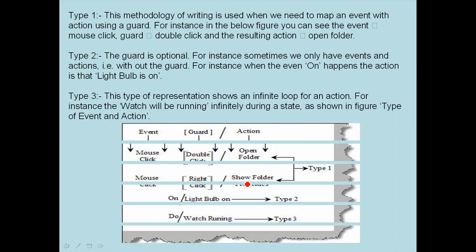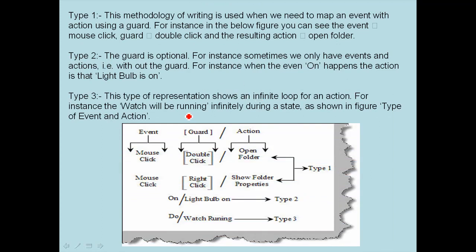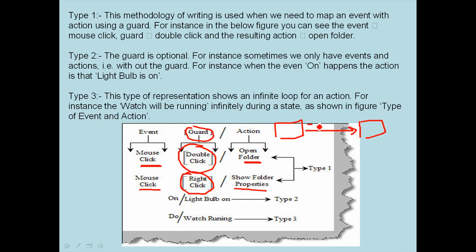Here are the different ways we can write a state chart diagram. First we write an event and then we write an action. For example, if the event is a mouse click, then go and open the folder, but the condition is that this mouse click should be a double click. If again the event is a mouse click, but the condition is that it is a right click, then show the folder properties. So in this way we have event, guard and action. Guard is nothing but a condition. When we show object states, let's say this is object 1 and this is object 2, we show an arrow, then we first write an event, then a slash, and then the action.